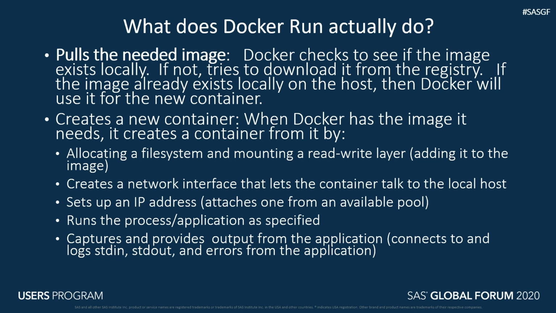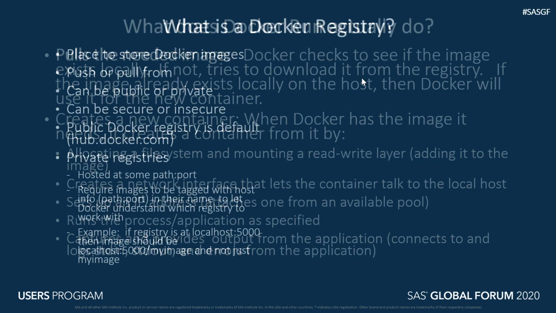When Docker has the image it needs, it creates a container by putting a file system and mounting a read-write layer on it, creating a network interface, setting up an IP address, running any applications or processes specified in there, and capturing and providing the output from the application, making that available for us to look at as well.